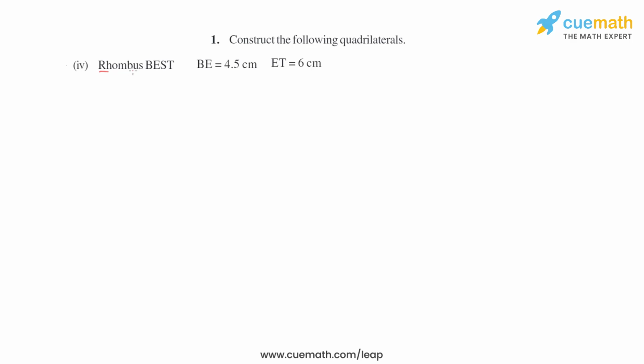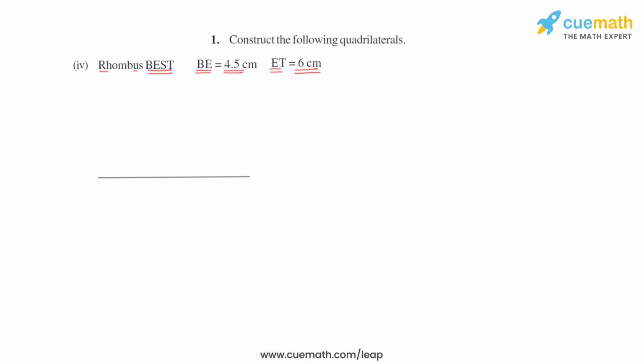Fourth part is rhombus BEST. BE is 4.5 centimeters, ET is 6 centimeters. In a rhombus we know that all the four sides are equal. All sides are equal and opposite sides are parallel. This we know. So let's again make a rough diagram. So they have given that ET is 6 centimeters. So let's first make the diagonal, because in this way it will be easy.